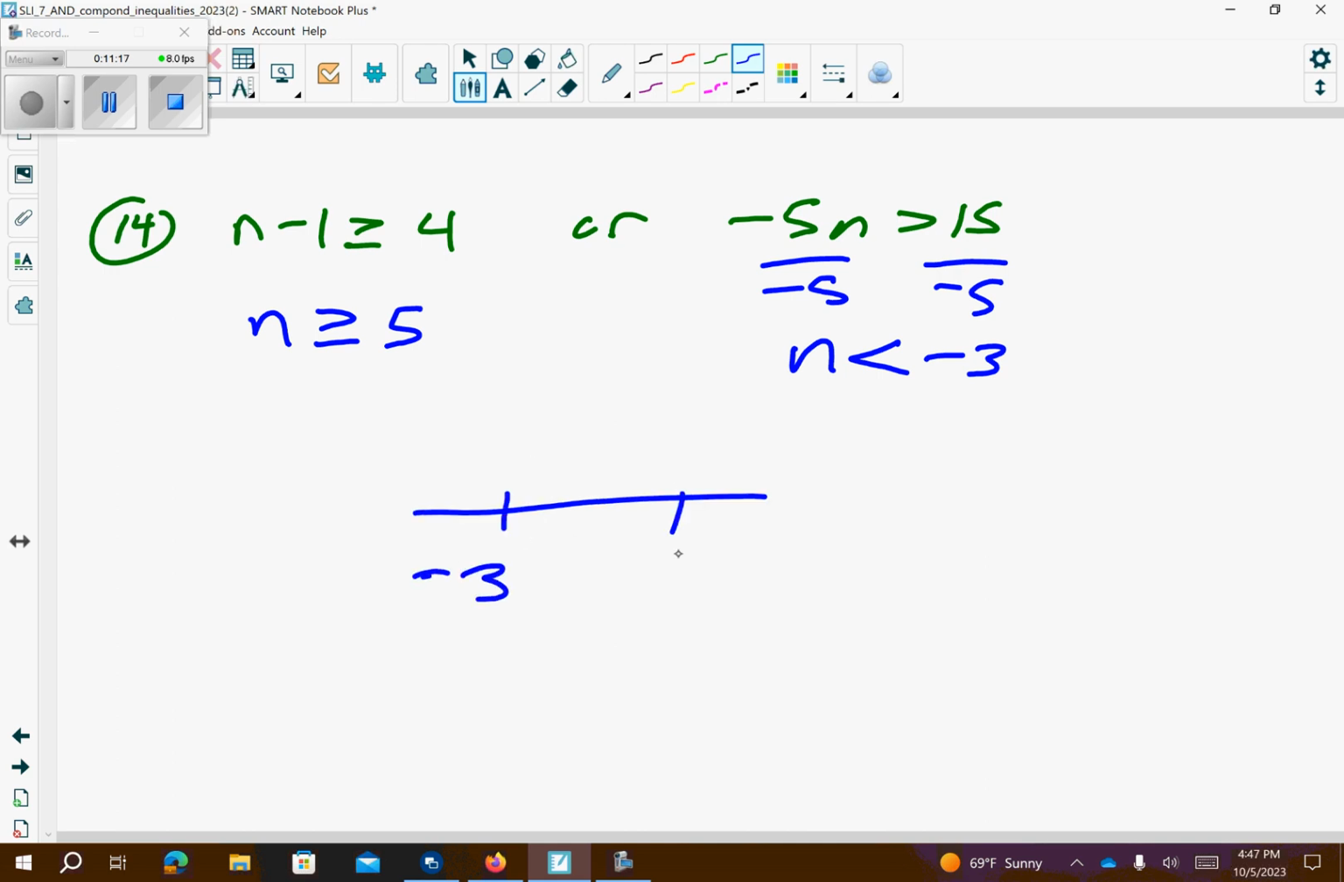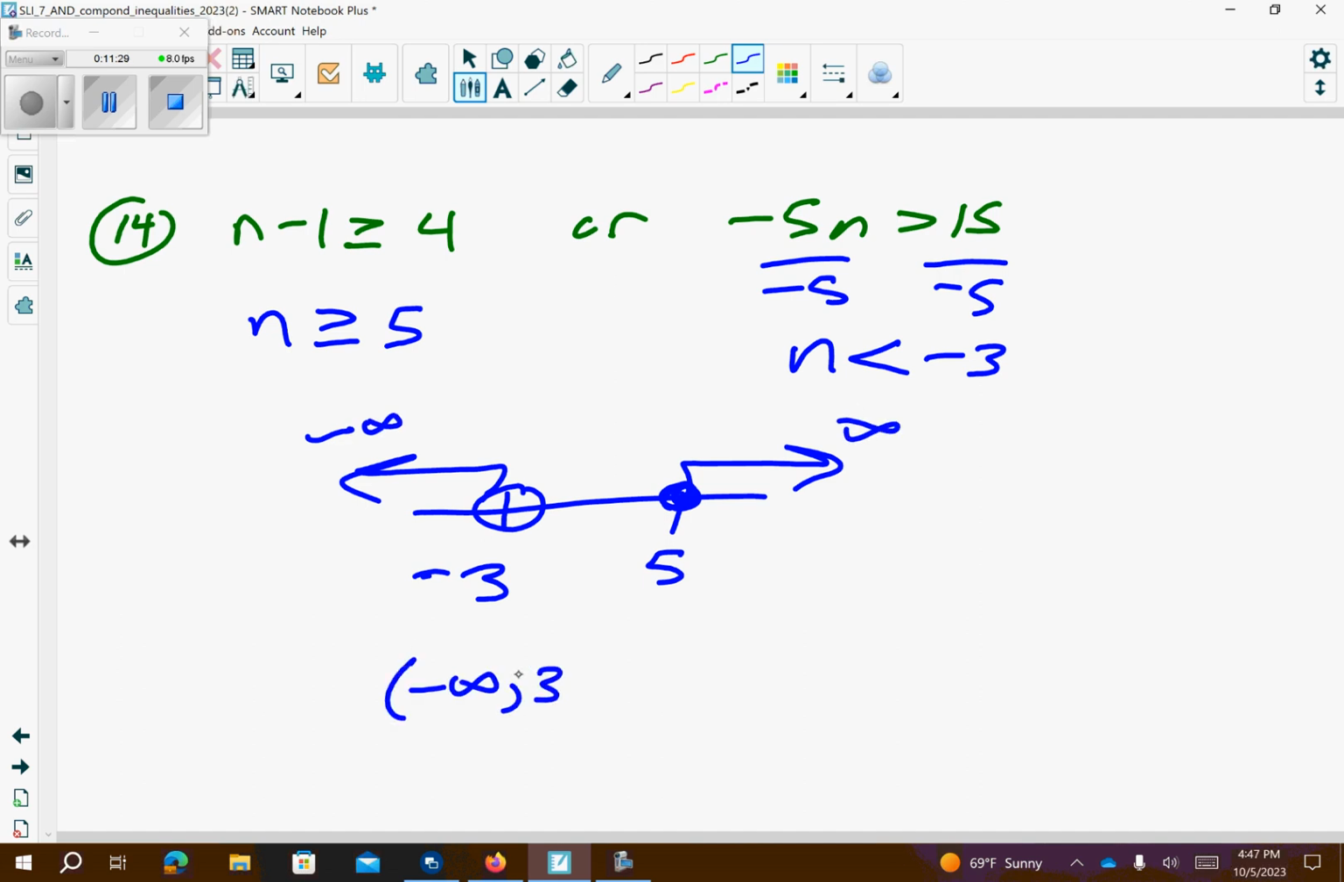I have 5 here. This is going to be going this way, and this is going to be solid dot going this way because it's or. We're going to our infinities. So our interval notation will be -infinity to -3, and then square bracket from 5 to infinity.